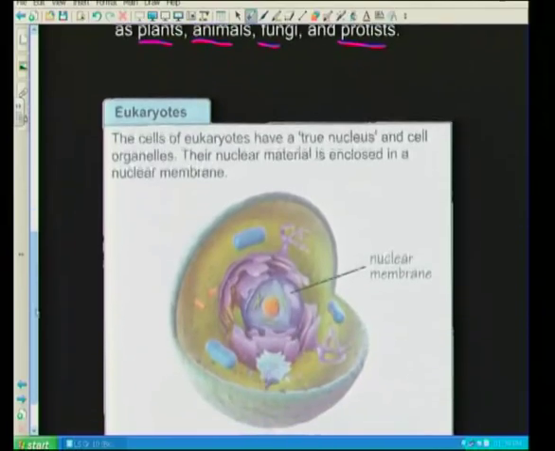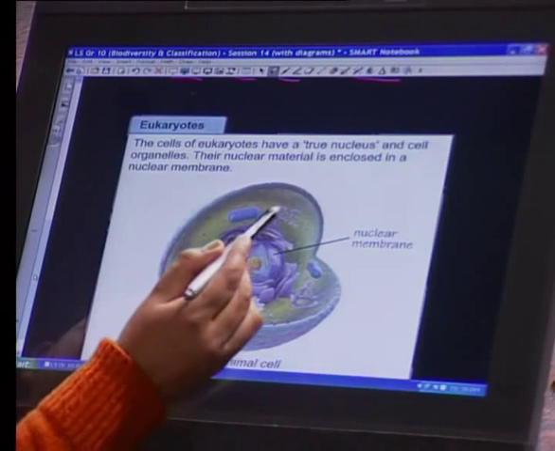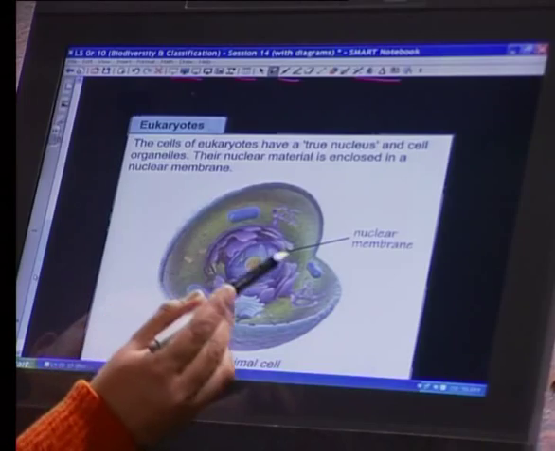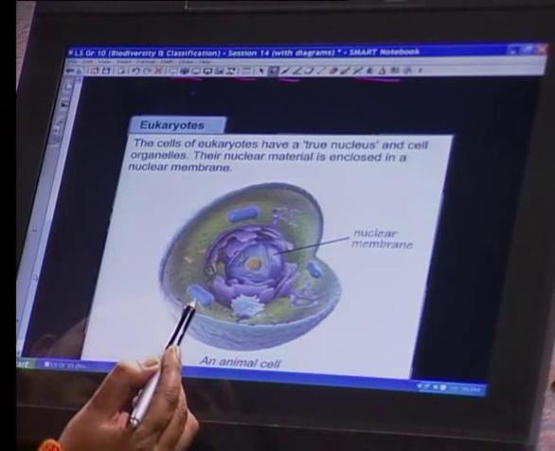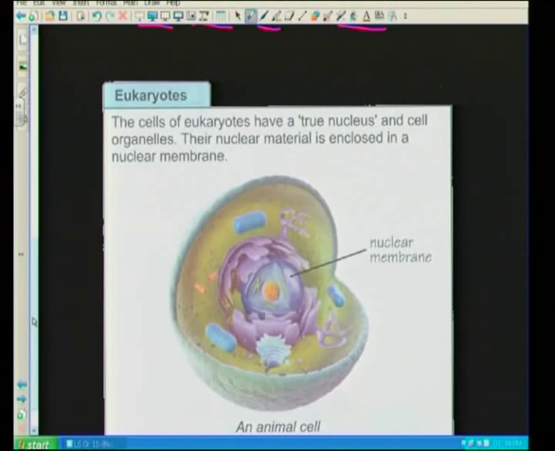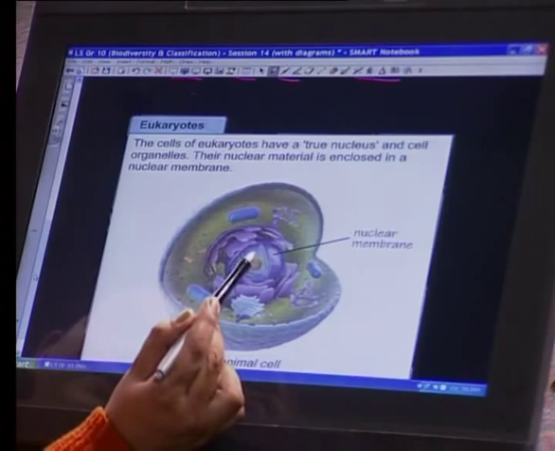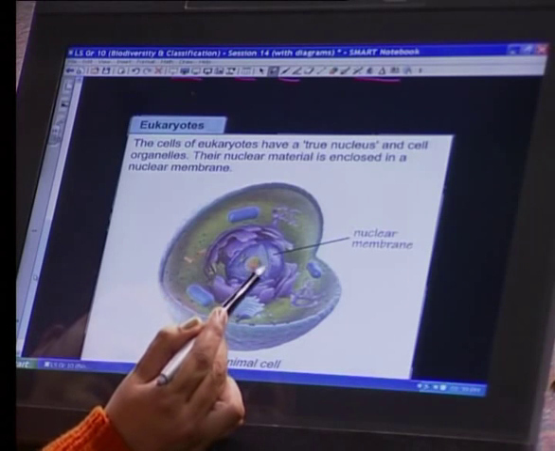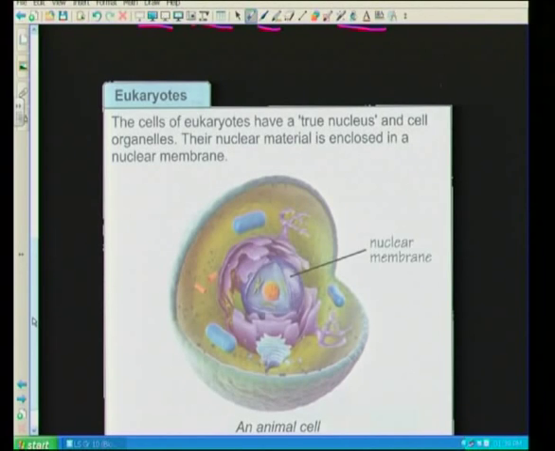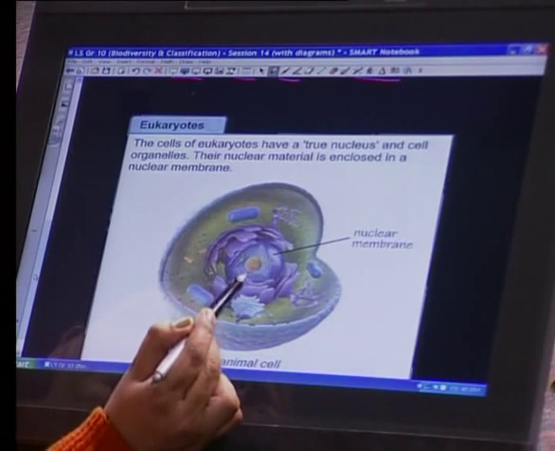Let us have a look at a eukaryotic cell. Here is an example of an animal cell. It's eukaryotic. As you can see, there are definite cell organelles. Here we can see a mitochondria. We can see pieces of the endoplasmic reticulum. We can see a well-defined nucleus with a nucleolus as well as the chromosomes. And here is the outer layer called the nuclear membrane. Here is all your genetic material that is confined to the nucleus, bound by the nuclear membrane.